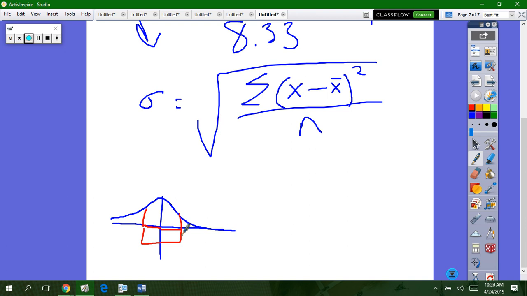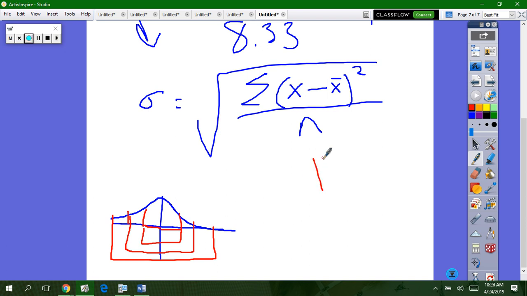Okay, does that make sense? Two standard deviations would be 2 to the right and 2 to the left. 3 standard deviations, 3 to the right, 3 to the left. Now, when we talk about this next time, it'll make more sense, but most of your data will fall within 3 standard deviations.